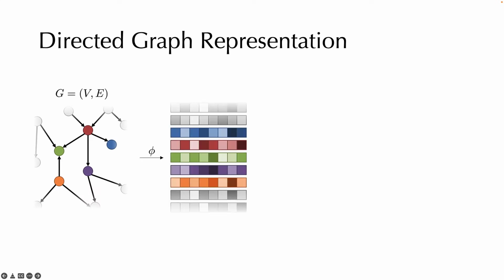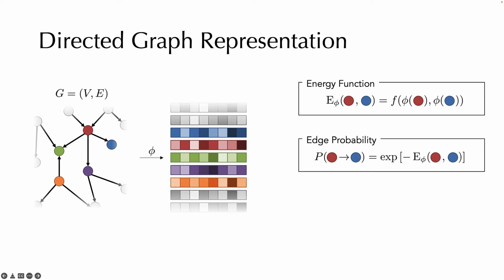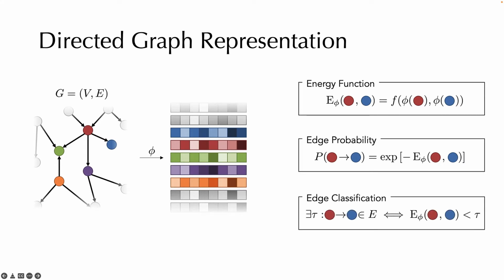Given a directed graph, we wish to learn a parameterization of its nodes which, for a given energy function, encodes the probability of edge existence. As our graphs are deterministic and not weighted, we make a hard decision on edge existence by using a global threshold on the energy, and evaluate using F1 score.